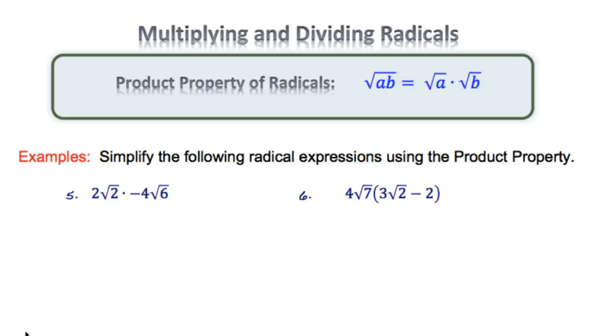All right, now we're multiplying and dividing radicals. Let me break this down for you. So you have two different numbers here. You're going to multiply the coefficient times the coefficient, and then the radical by the radical. And that's it. Simple as that. So you do 2 times negative 4. That's a negative 8. And then you do radical 2 times radical 6. 2 times 6 is 12, so you write radical 12. Is that it? Not yet. You have to simplify the square root.